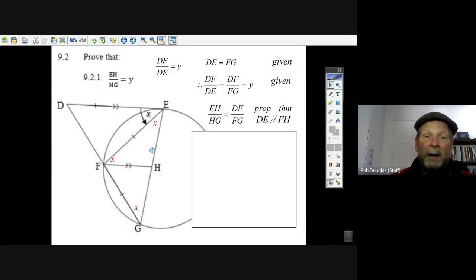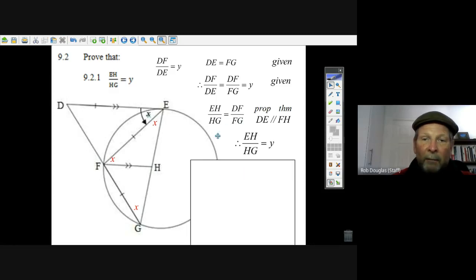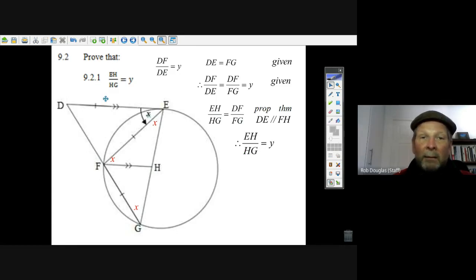And why is that? Well, the proportionality theorem says that if FH is parallel to the base of a triangle, then it divides the sides proportionally so that EH over HG will equal DF over FG. And hey, DF over FG is equal to Y. So therefore, EH over HG must equal Y as well.